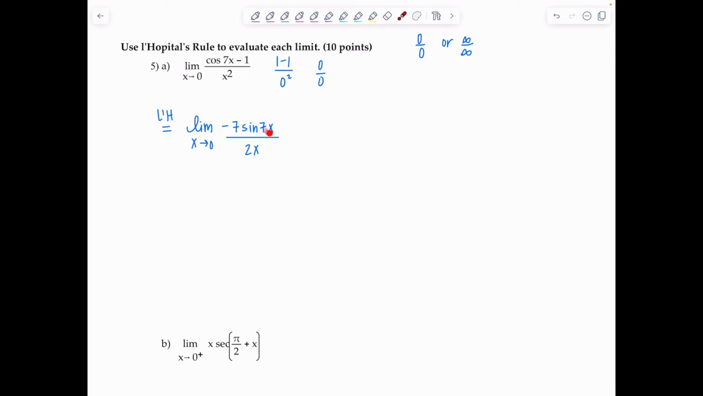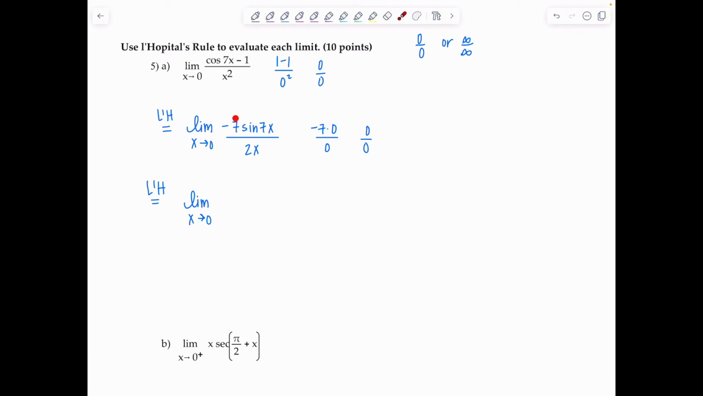Okay, now let's see. If I plug in 0 for x, I have sine of 0, which is 0, times negative 7. And then in the denominator, 2 times 0. So we've got 0 over 0 still. Okay, that's fine. I mean, we didn't get the limit just yet, but we can apply L'Hopital's rule again at least. So this is limit, x goes to 0. Don't forget chain rule here.